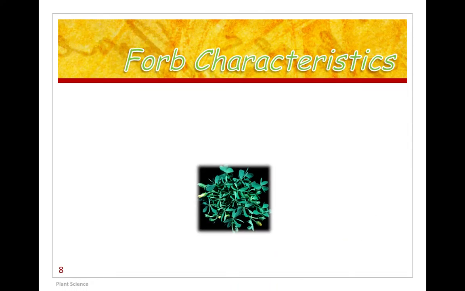Forbs are next. Forbs are considered to be broad leaves, and the leaves have net-like veins or branching veins in them. Most plants will have showy flowers, meaning bright and colorful. For example, a sunflower. The growth is vegetative growth, and the stems are solid, unlike grasses. Sometimes we consider forbs to be wildflowers or weeds.